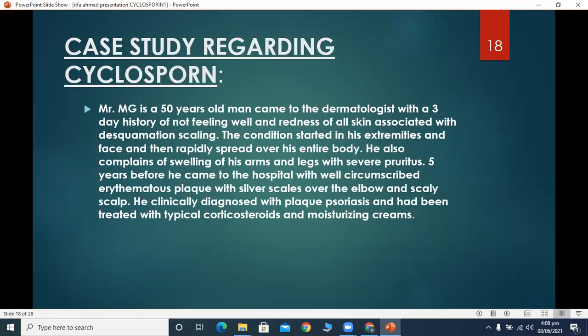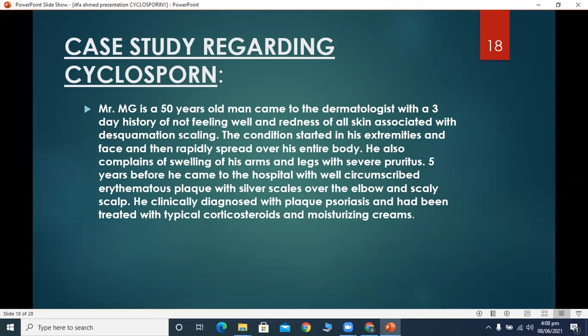Now, we will discuss the case study regarding cyclosporin, so that you can have a better understanding of what role cyclosporin plays in a specific disease. Mr. MJ is a 50 years old man who came to the dermatologist with a 3-day history of not feeling well and redness of all skin associated with desquamation and scaling. The condition started in his extremities and face and then rapidly spread over his entire body. He also complains of swelling of his arms and legs with severe pruritus.